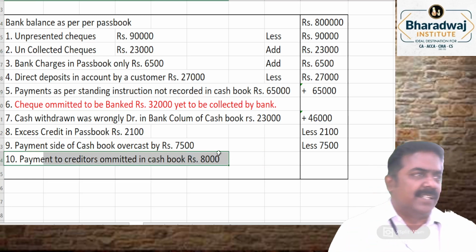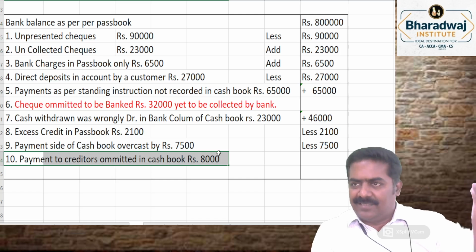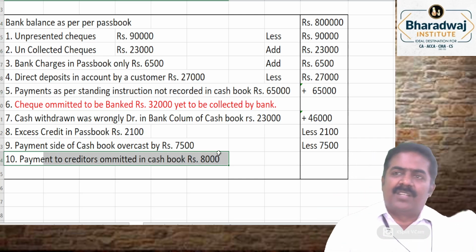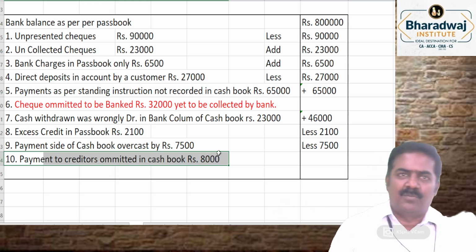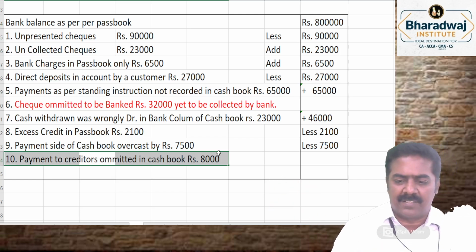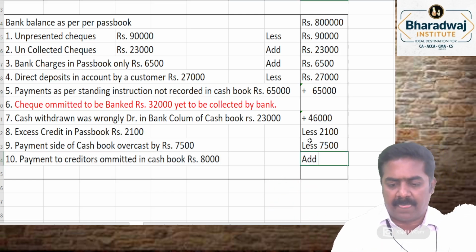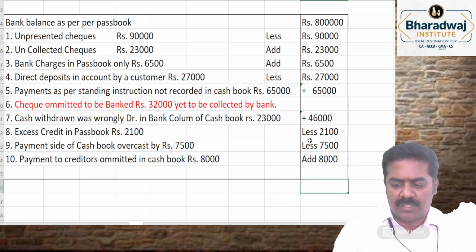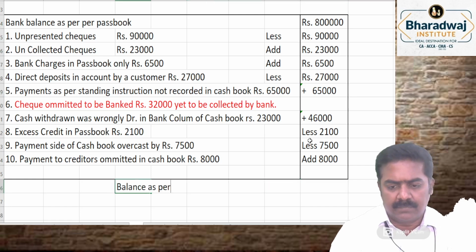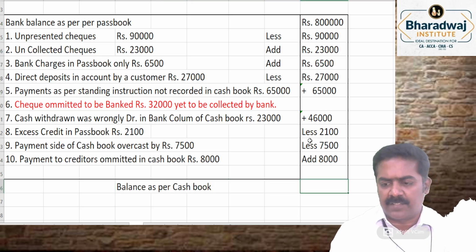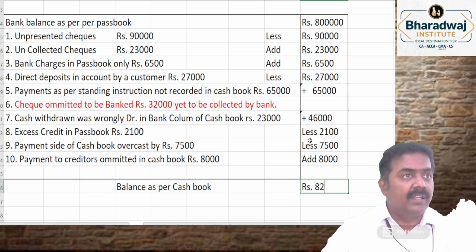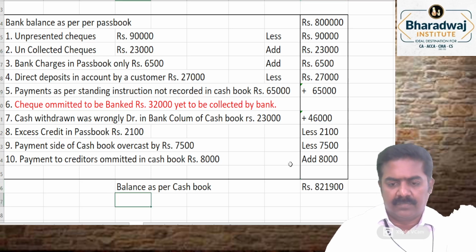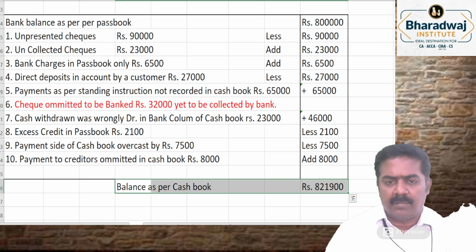When you make payment to creditors, bank will what? Reduce. Bank will reduce. What about customer? Omit பண்ணிருக்கோம். So we have reduced. Customer omit பண்ணிருக்கோம். What to do? Add back to get the customer's balance. According to customer, we adjust. Add 8,000. This will give us balance as per cash book. What is the balance? 8 lakh 21,900. Balance as per cash book.